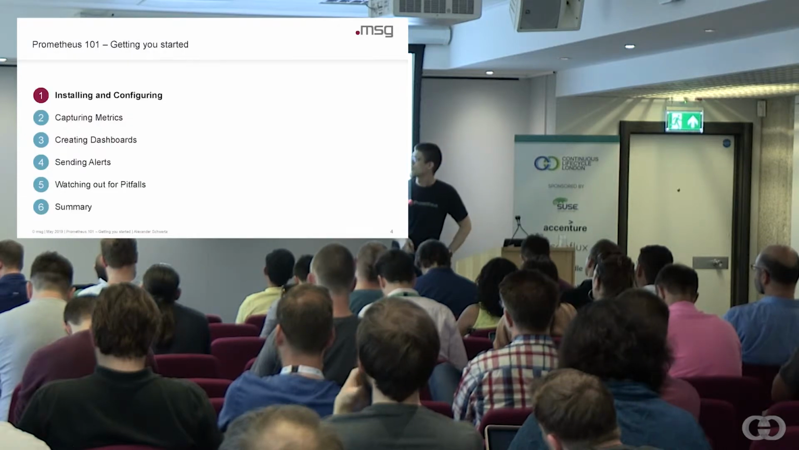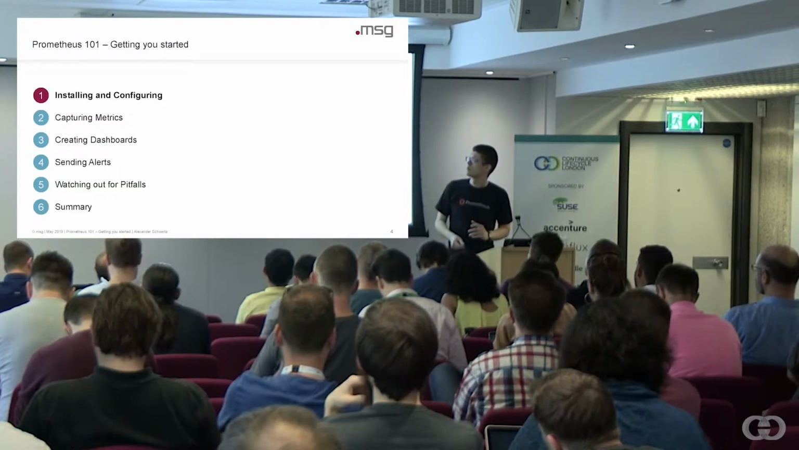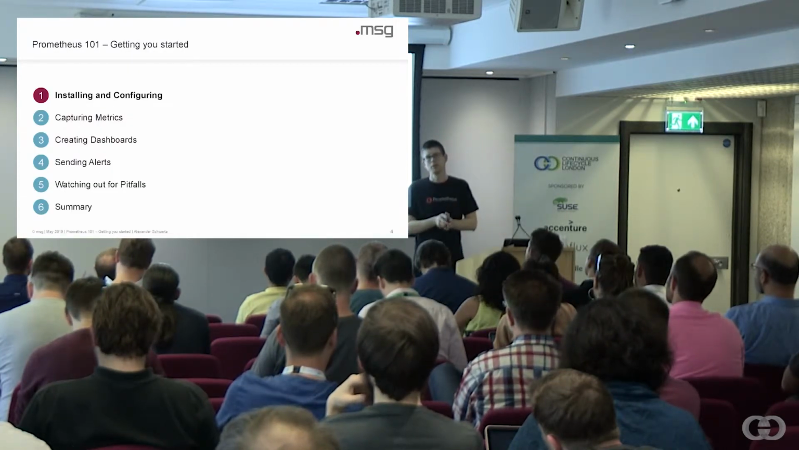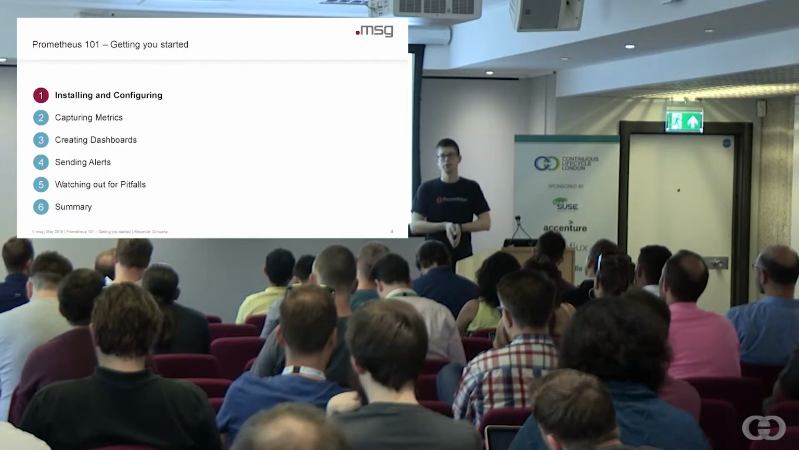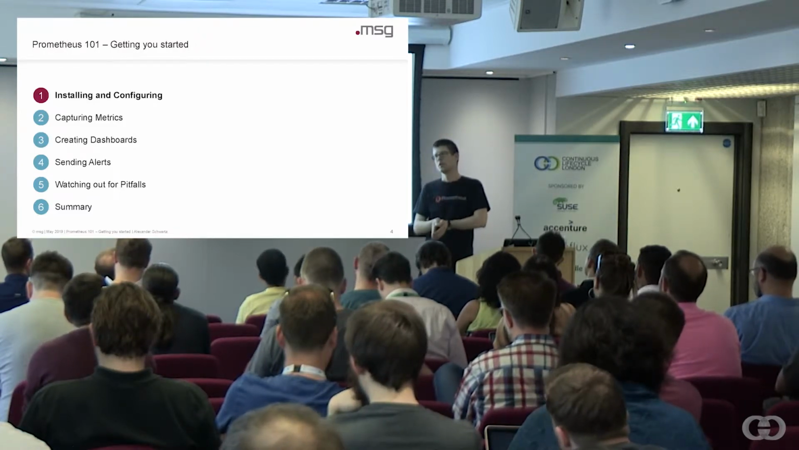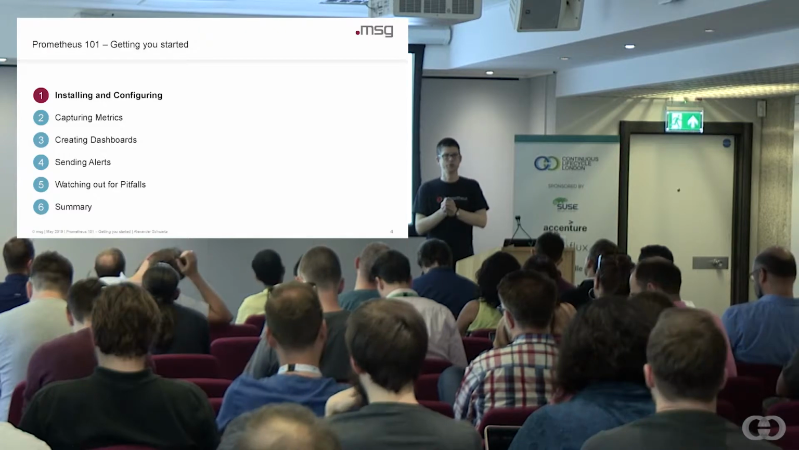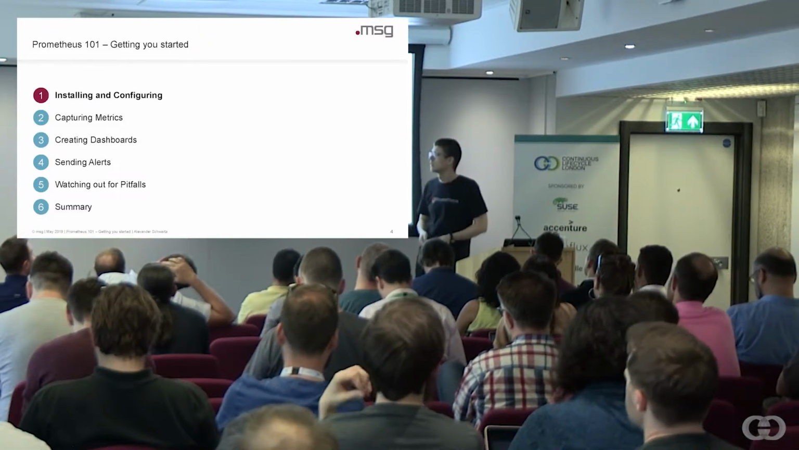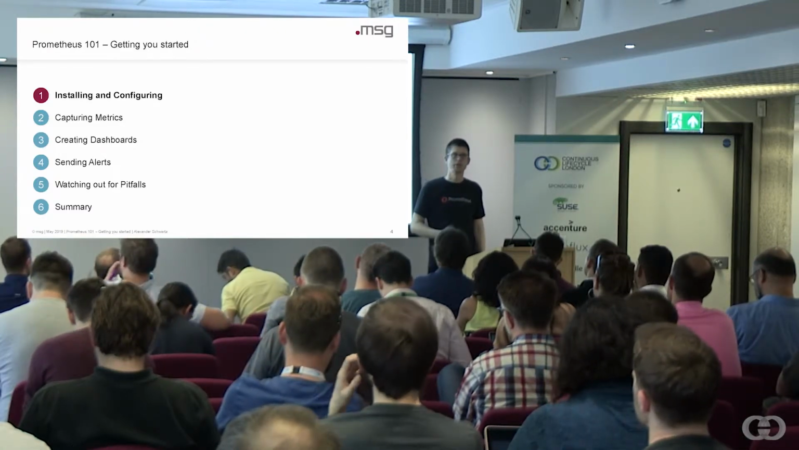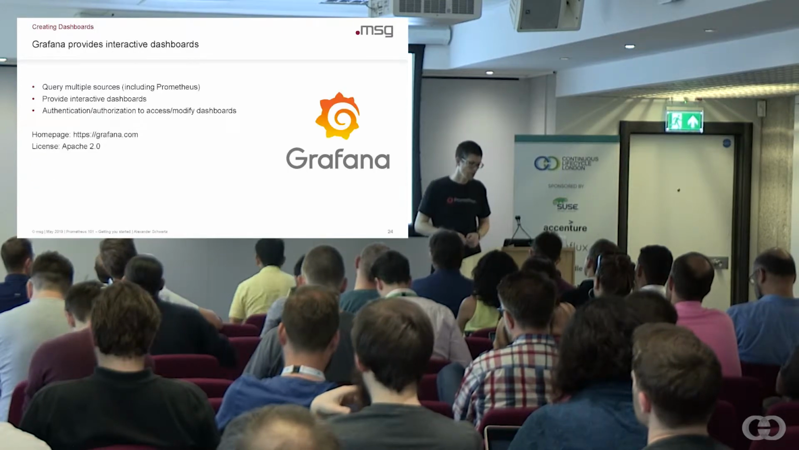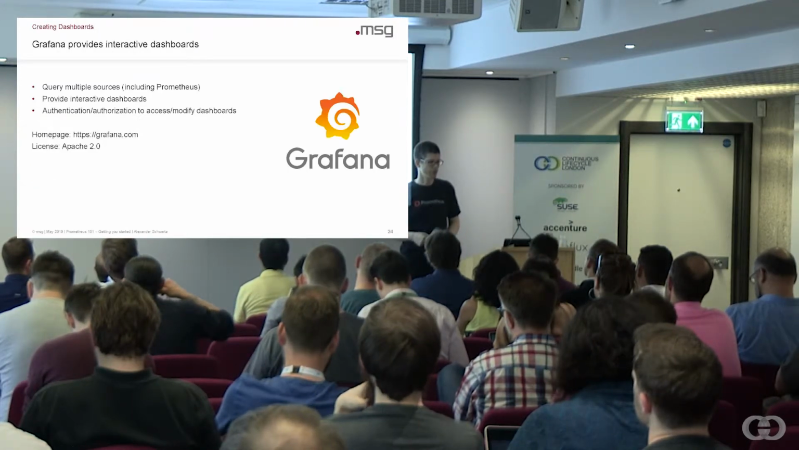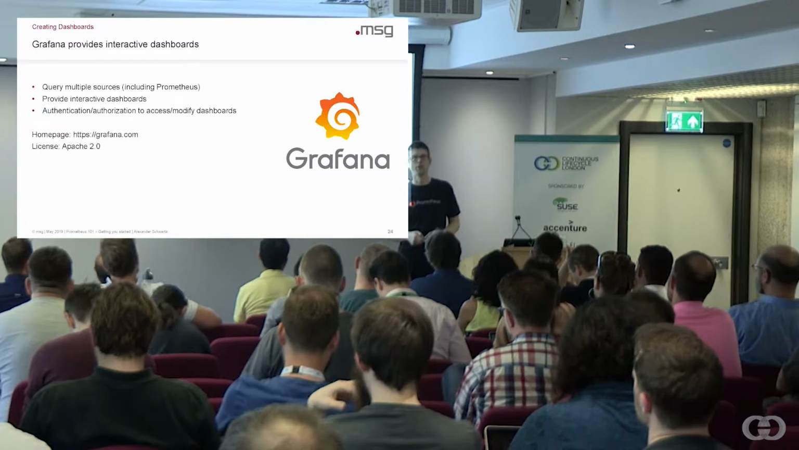Right. So now I have lots of metrics in my database about applications, about my infrastructure, be it physical machines, virtual machines, or databases. And now, well, I want to create some dashboards. And the recommended dashboard solution for Prometheus is Grafana.